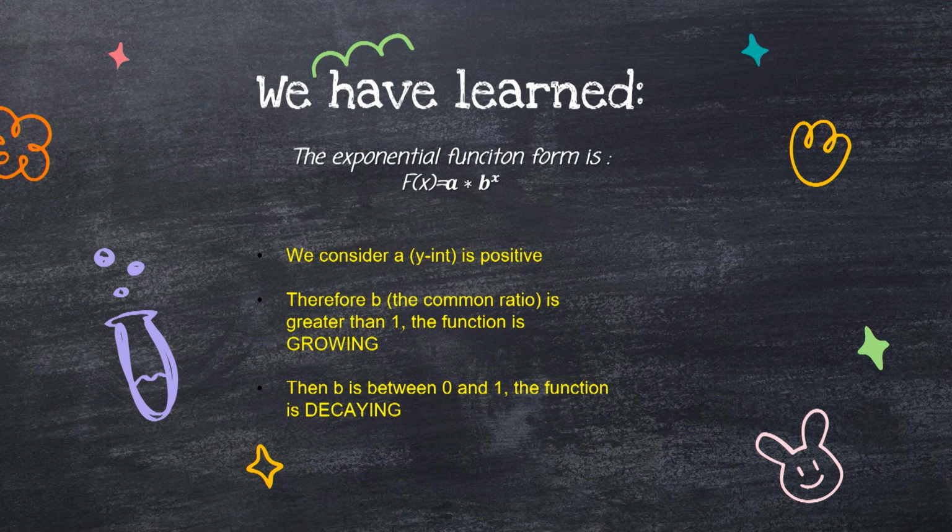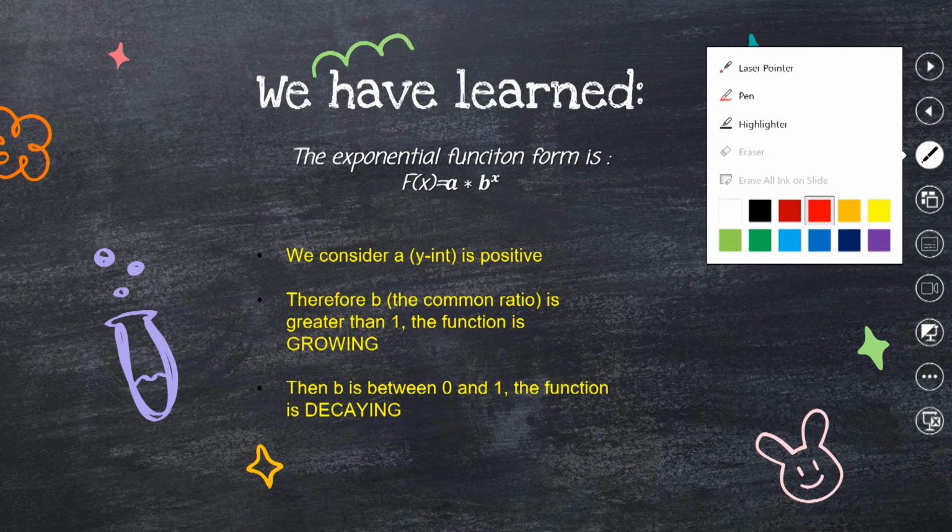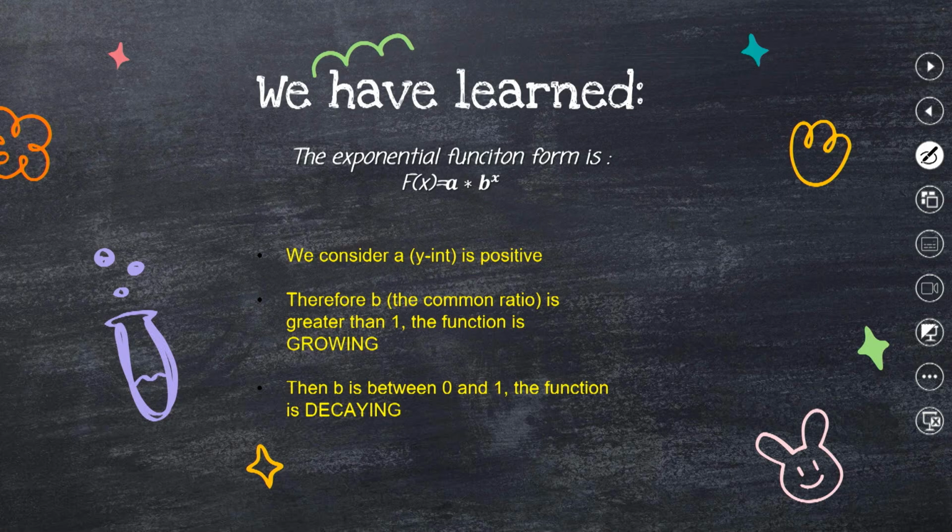Now, we've learned f equals a times b to the x, which is our formula. We consider the a our y-intercept, b is our common ratio. Now, this is where we need to make sure we are paying attention. So let me go ahead and grab a color that will help me out here. Let's use orange. If my b is greater than 1, I have some type of growth.